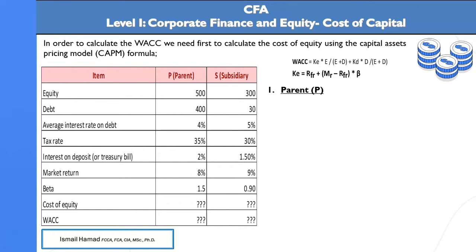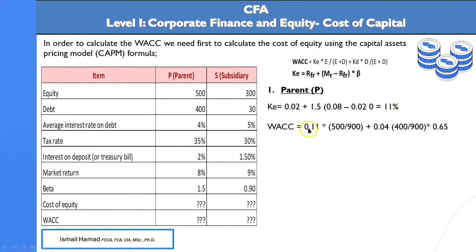We will start with the parent company's cost of equity, which is the risk-free rate of return in the parent country, a 2% treasury bill, plus the beta, which is 1.5 in the parent country, times the market return minus the risk-free rate of return. The market return here is 8%. We will use this cost of equity to get the weighted average cost of capital for the parent.